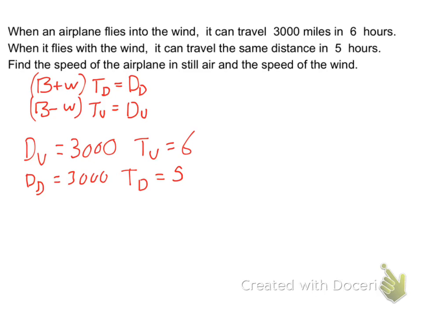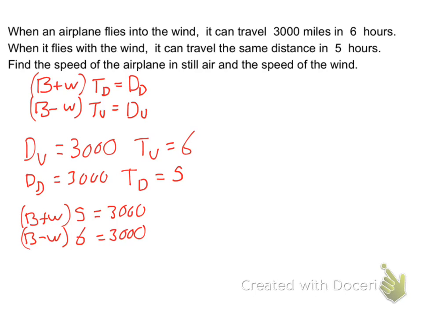But that means I'm getting rid of these 4 variables, leaving me with B's and W's. This one is more of your traditional system when you fill it in. Because it'd be B plus W times Td, which is 5, equals 3,000, and B minus W times 6 equals 3,000. Was everybody able to make those?